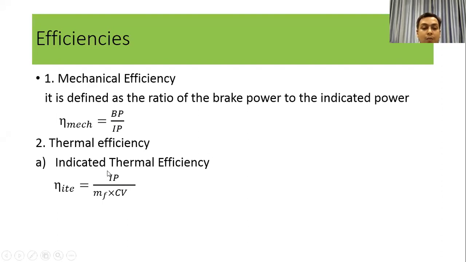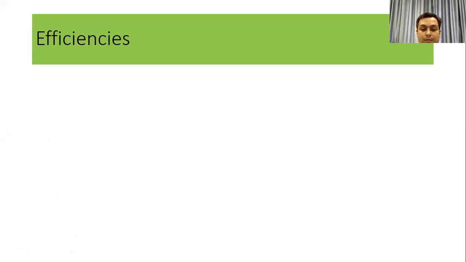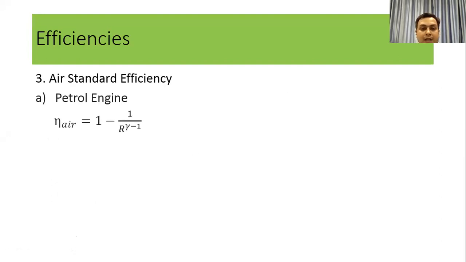It is output power, that is indicated power, and whatever we supply to the engine, that is expressed in terms of MF into CV. Same way for the brake power, it is similar to indicated thermal efficiency. Brake thermal efficiency equals the brake power divided by mass flow rate into the calorific value of the fuel.